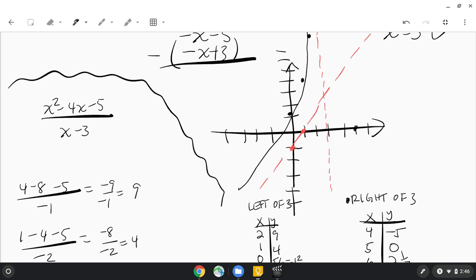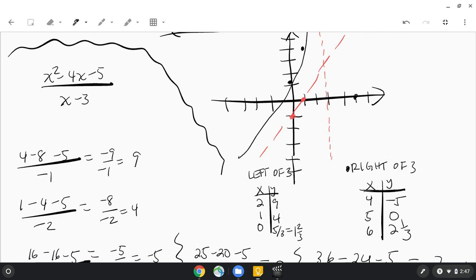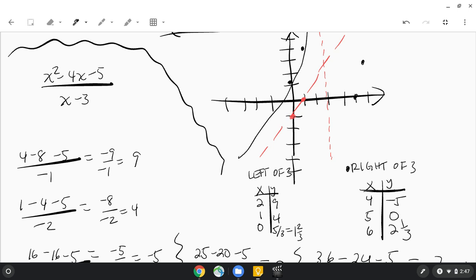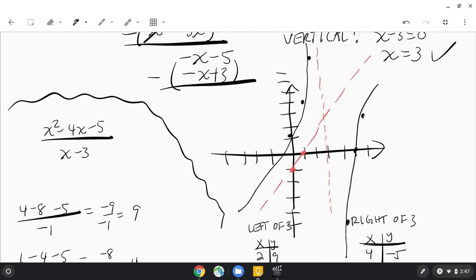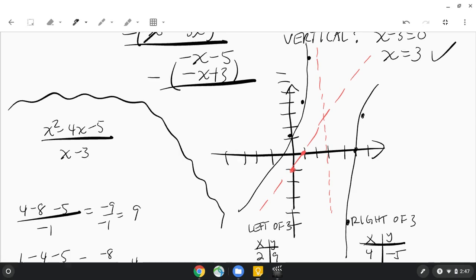Is that 3 1/3? I don't remember. I'm waiting for this to scroll. 2 1/3. Okay. So here again it starts to follow the behavior of your asymptotes. It's kind of messy here, but that is basically it.